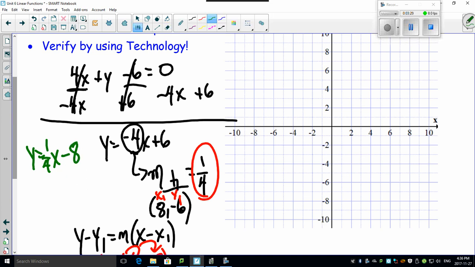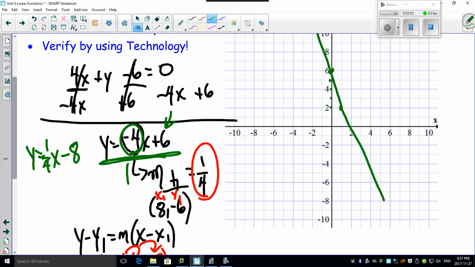Now, it also says graph both of them. Well, let's graph the first one. Okay, there's our y-intercept at 6 right there. Rise of negative 4, run of 1. Okay, so rise of negative 4. 1, 2, 3, 4, run of 1. There we go. There's our beautiful graph right there.